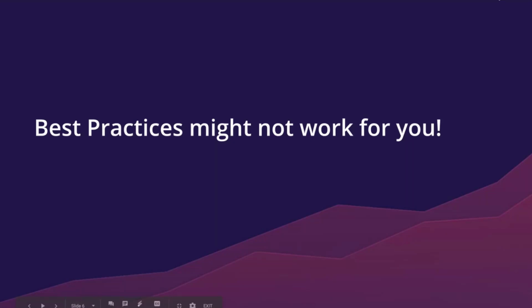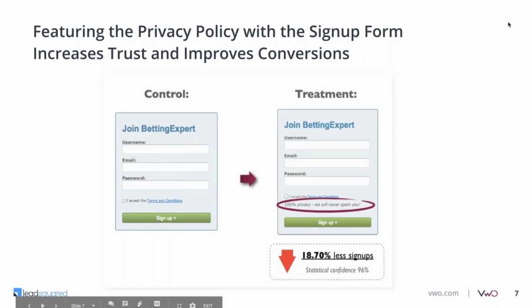Let's talk about this example. All of us have heard that adding a privacy policy increases trust and improves conversion rate. In this example, we tried adding this "100% privacy, we will never spam you" message in the variation. But once we ran this test, we saw that this variation got 18% fewer signups. You must be wondering why this happened. It should increase trust and improve conversions, but that's not true.